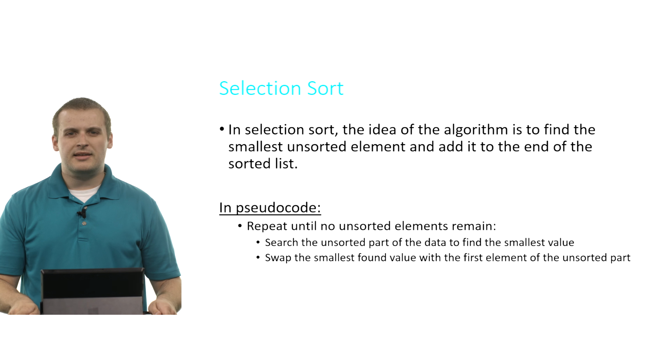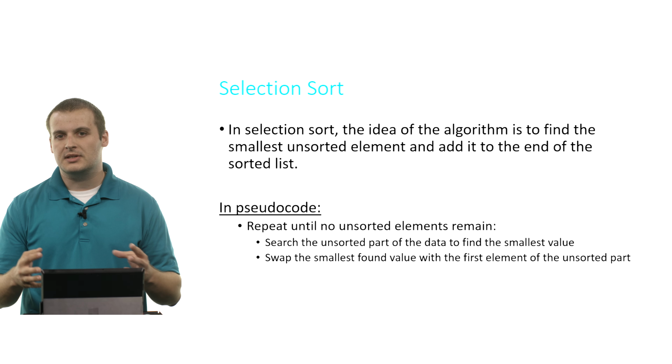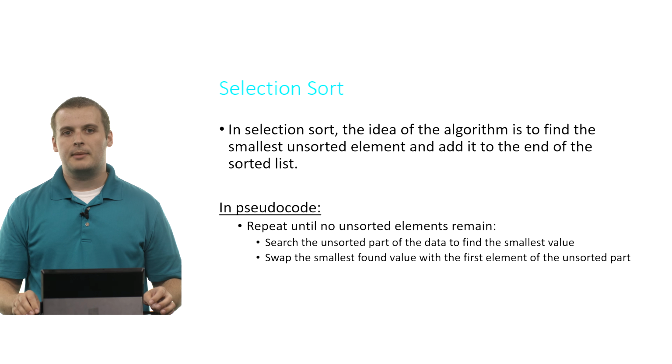Selection sort is an algorithm that, as you might expect, sorts a set of elements. An algorithm, recall, is a step-by-step set of instructions for completing a task. In selection sort, the basic idea is this. Find the smallest unsorted element and add it to the end of the sorted list. Effectively, what this does is build a sorted list one element at a time.